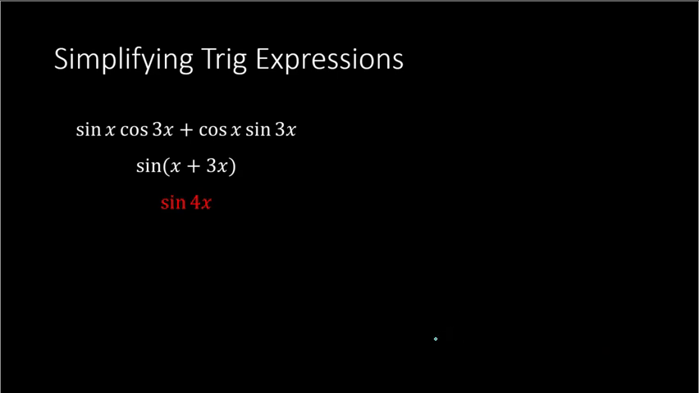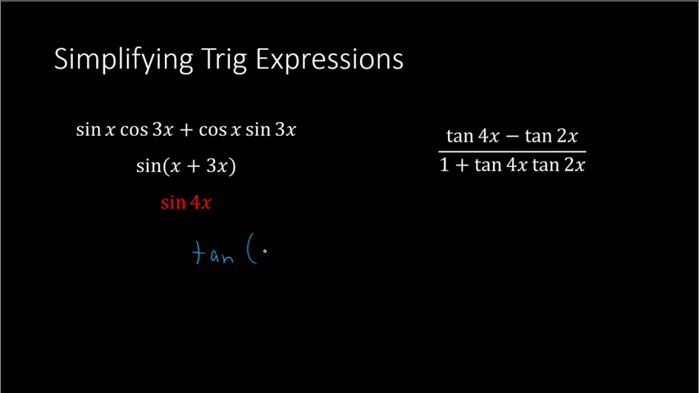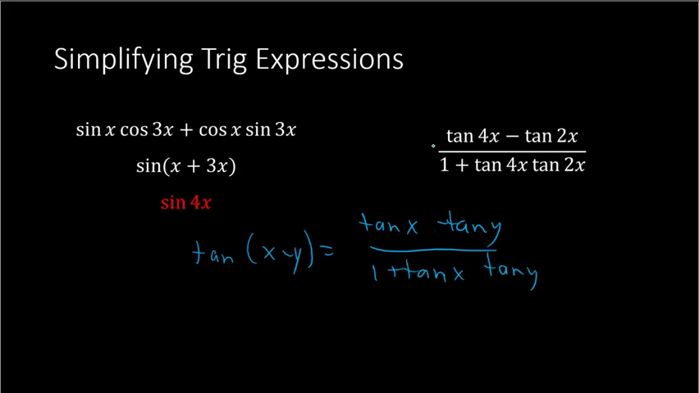Let's take a look at another example. Here we have tan of 4x minus tan of 2x over 1 plus tan of 4x times tan of 2x. Now again, we have to be able to recognize this as a sum or difference identity dealing with tangent. And this would relate to the identity that says tan of x minus y is equal to the tan of x minus tan of y over 1 plus tan of x times tan of y. So you see how that relates to what we have up here?